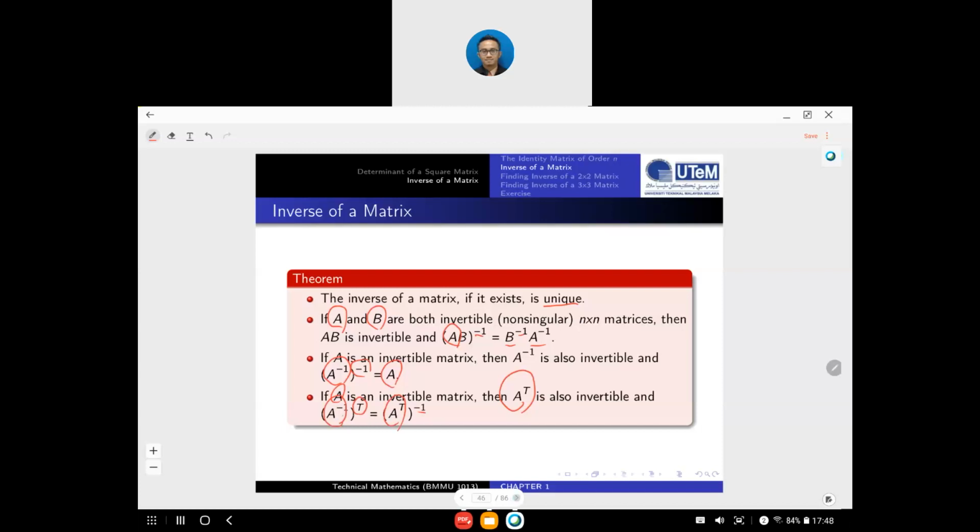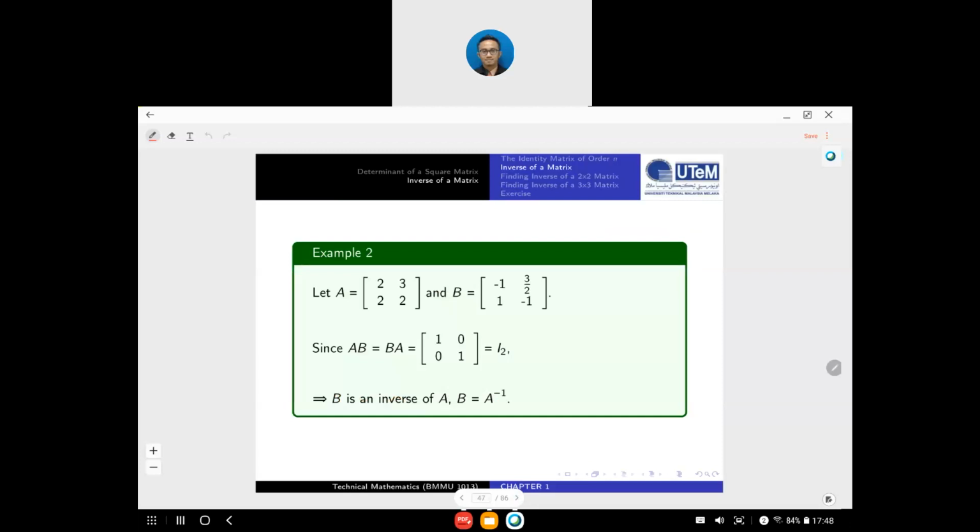Look at the example. Let A equal 2, 3, 2, 2 and B equal negative 1, 3, 2, 1, minus 1. If you multiply A times B, you get 1, 0, 0, 1. So this one is the identity of order 2. This means that B is equal to A inverse.